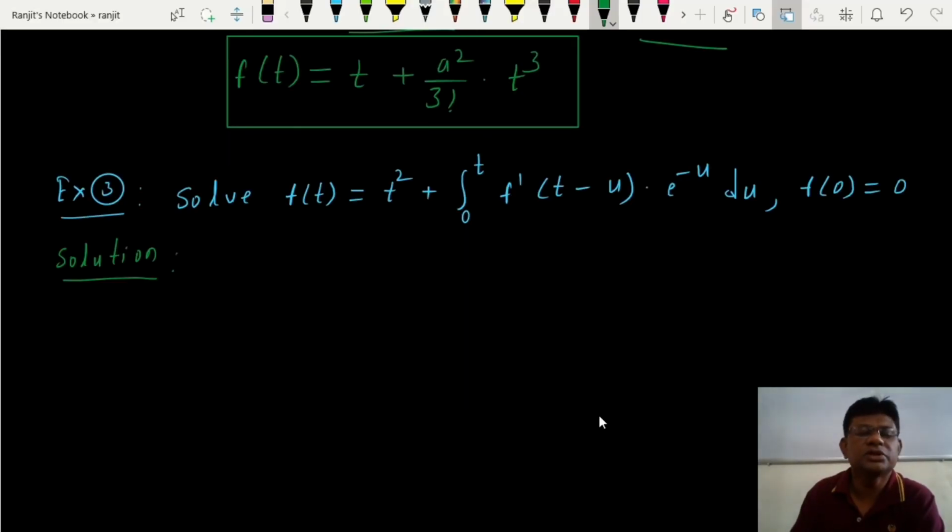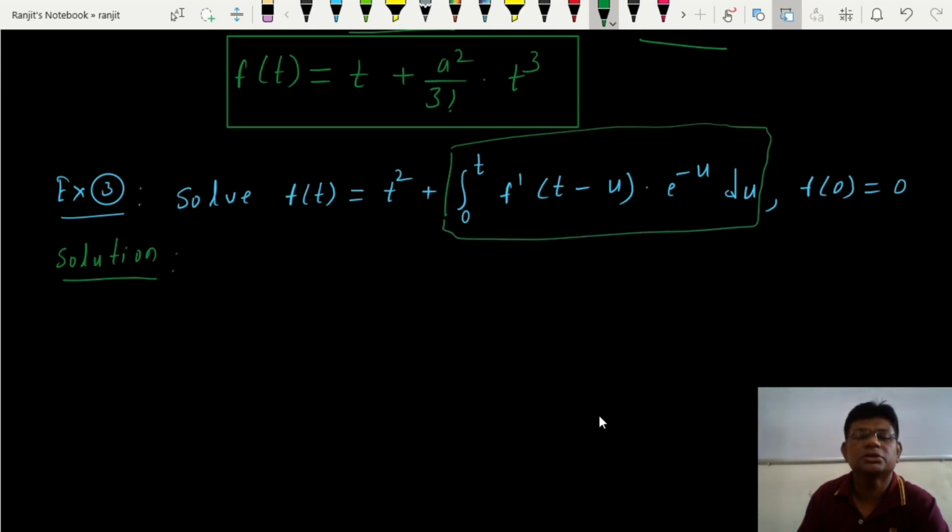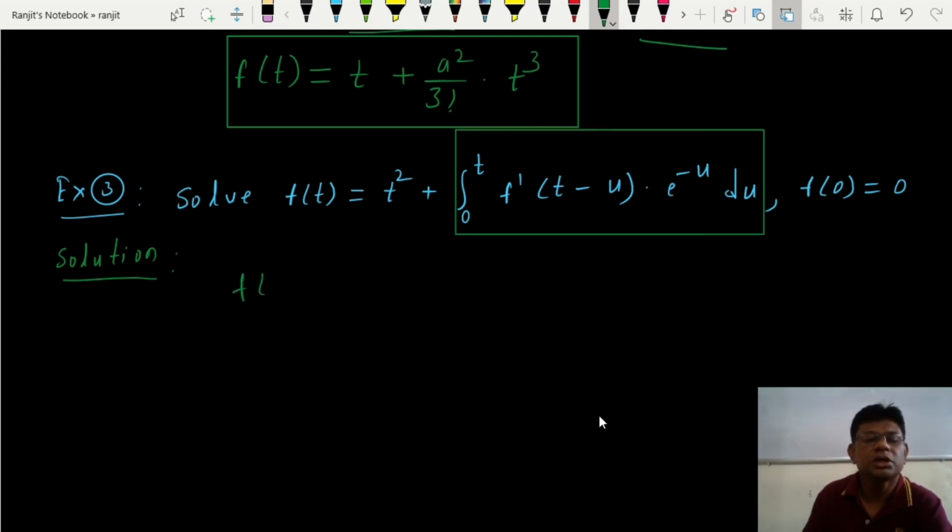Now example 3, solve f of t is equal to t square plus integral 0 to t f prime of t minus u times e to the power minus u du, f of 0 is equal to 0. Now by using the definition of convolution, f of t is equal to t square plus this integral will be the convolution of f prime of t and e to the power minus t.